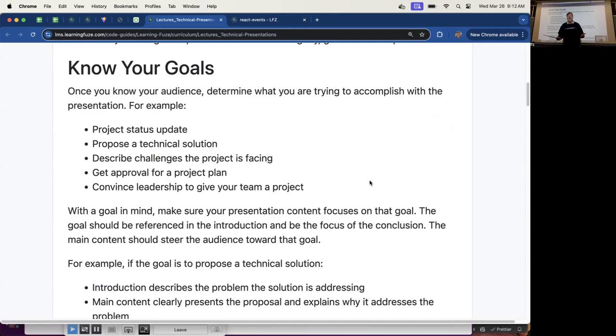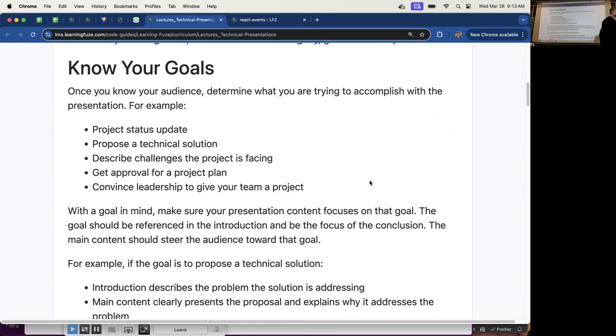Maybe you're trying to convince your leadership to give you a project. So you have a project proposal that you want them to look at. So in all of these, there's a specific goal: status updates, information; proposal, solution, it's probably to get everybody to say yes or no; describe challenges is to get feedback. Get approval. Well, the goal there is obviously to get approval. Should we do it this way or should we not? And then to convince your team leadership to give you a project. Again, will you support this? Will you give us this project, etc.